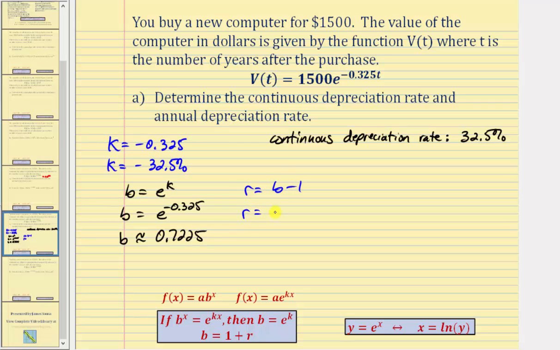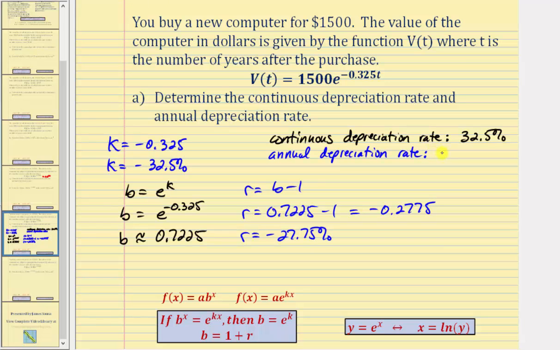So we have r equals 0.7225 minus 1, which is equal to negative 0.2775. So we have r equals, as a percentage, negative 27.75%. So because this is negative, we know we have exponential decay, and it's decaying at an annual rate of 27.75%, which means the annual depreciation rate is 27.75%. Again, we don't include the sign because we're stating it is a depreciation rate.